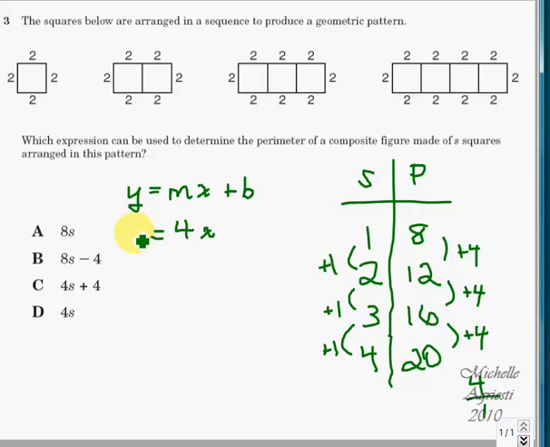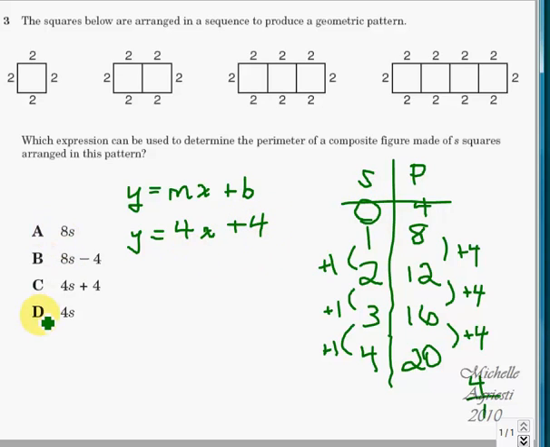My y-intercept, here I don't have that yet. That would happen where we have 0 here. So using the same pattern, we would take away 4, and we'd get 4 there. Now it doesn't make sense with squares and perimeter, but for writing the equation it will work. So my y-intercept is 4.